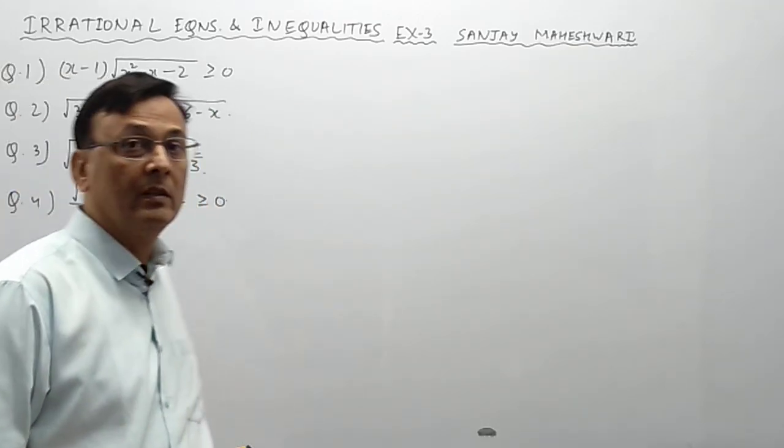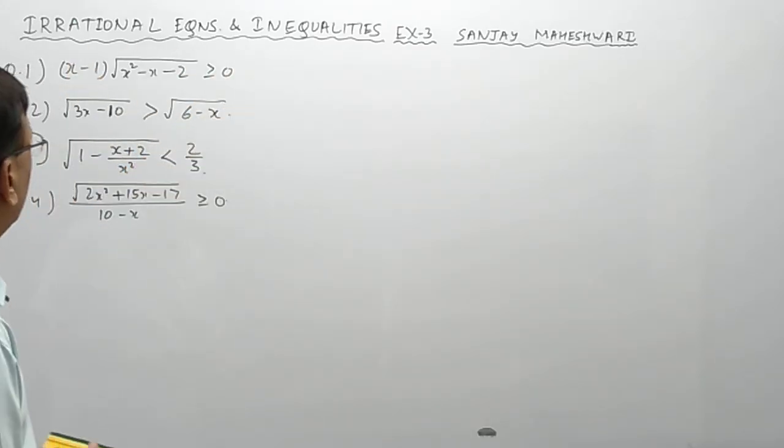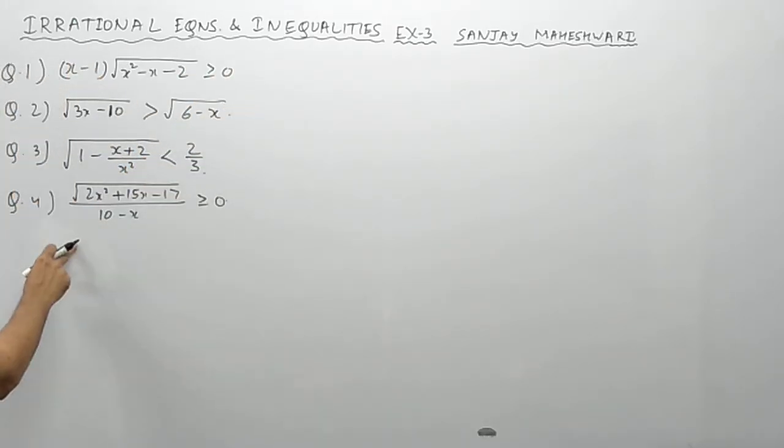Today we'll start with exercise 3, irrational equations and inequalities. So we will be discussing question number 1 to question number 4. Let us start with question number 1.